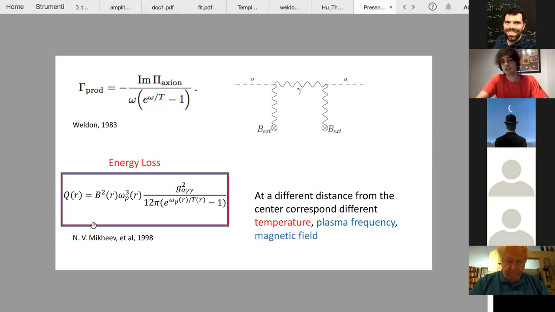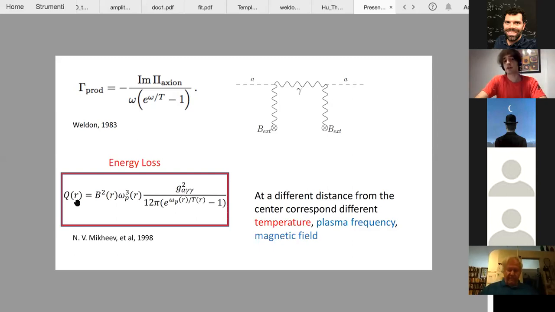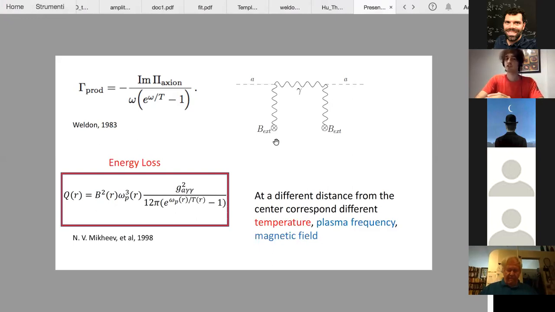And this is actually the answer for the energy loss. So essentially, the axion that you are producing per unit volume, per unit time, the energy of this axion, at a given radius of the star, this is important. Because notice in this expression, there are very important factors. So there is the magnetic field, and this is normal because you see in this diagram that the magnetic field enters. The larger the external magnetic field that you have, the larger, of course, will be the rate at which you produce these guys. Then you have, of course, the coupling constant, g_aγγ, between the axion and the photon.